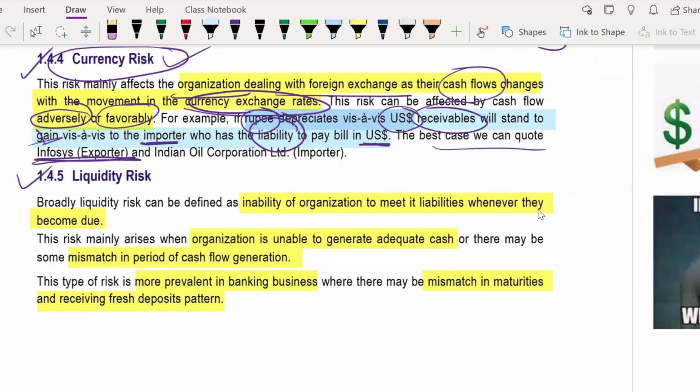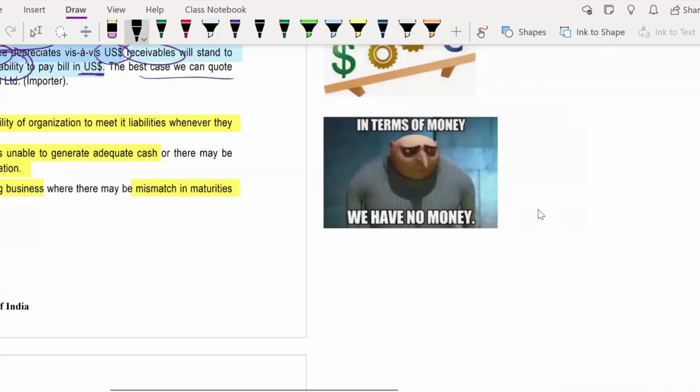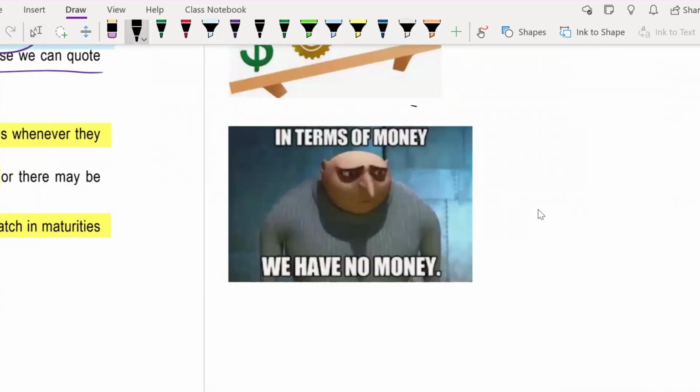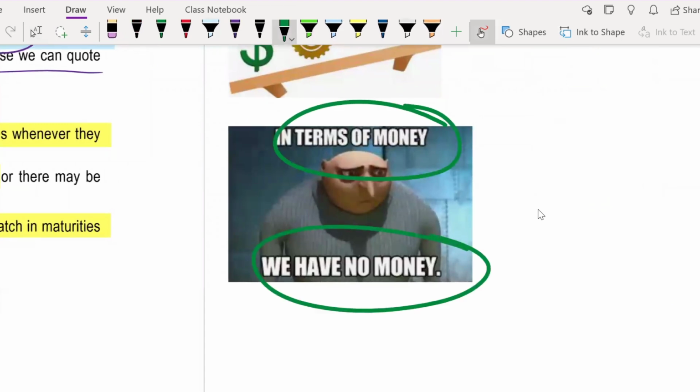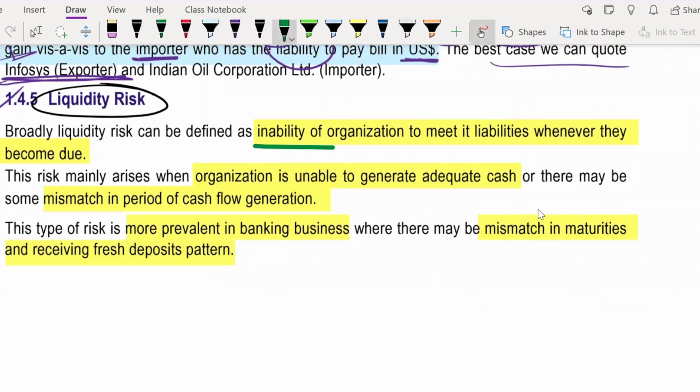Now talking about your final financial risk, which is your liquidity risk. So what is a liquidity risk? Liquidity risk is that in terms of money, you don't have any money. When you have to pay out money to someone, or when there is a liability that you have to meet, if you are in the position of inability, that you cannot meet the liabilities that you have to pay or that has become due right now, then such thing will be known as a liquidity risk.